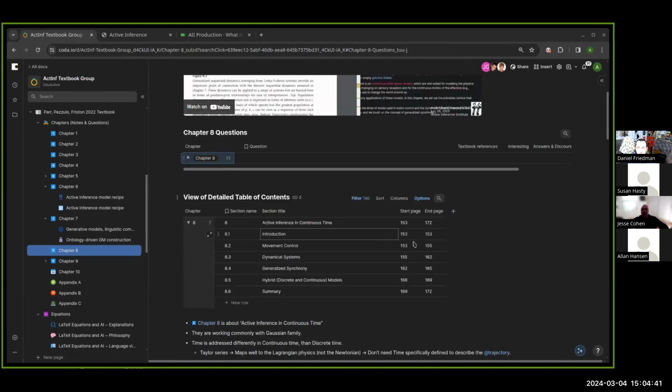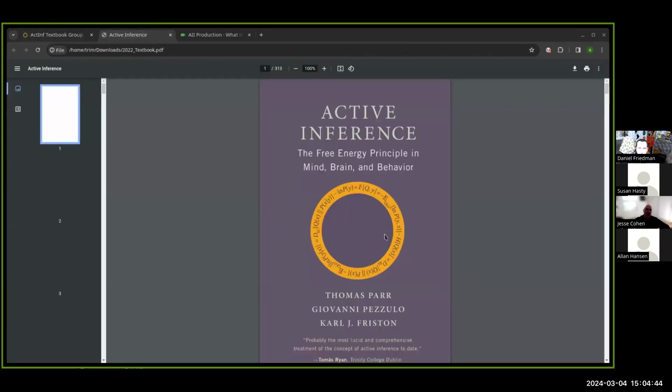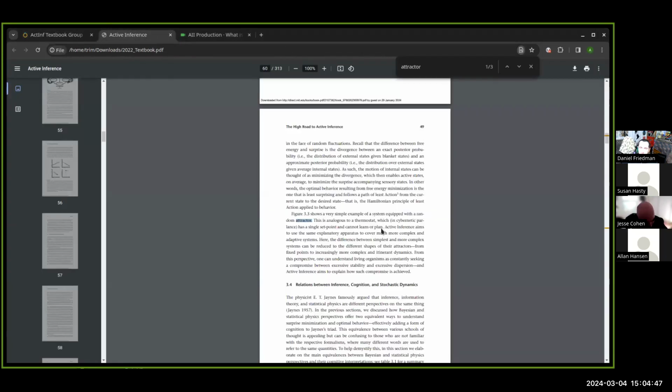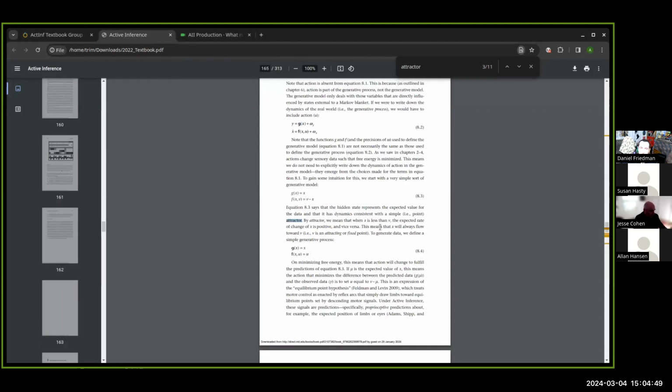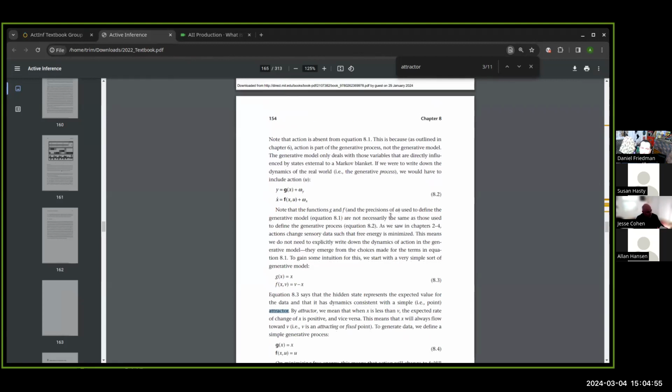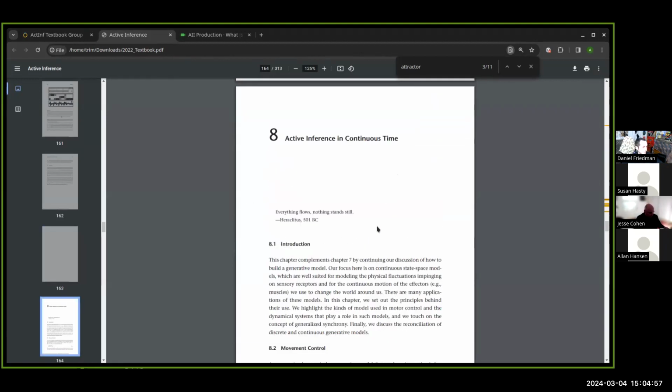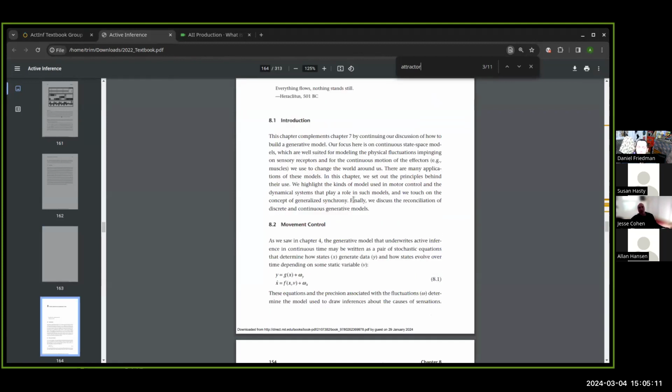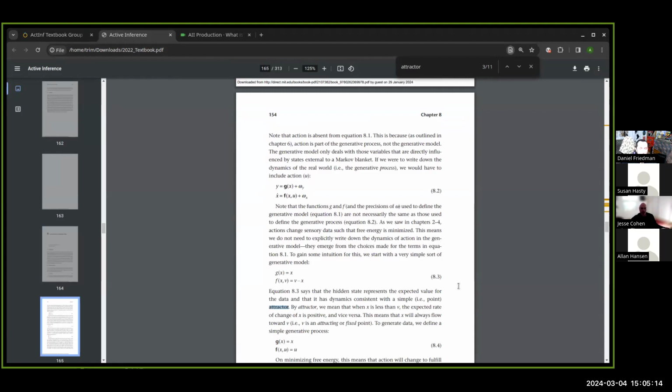Yeah, I was curious about the role of attractors in the generative process. Let me try to find the exact quote or section. Yeah, just basically the role of fixed point attractors in the generative process. Anyone with a thought on that?